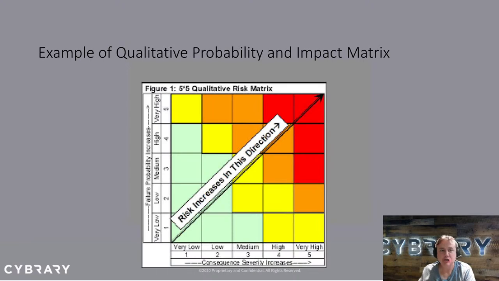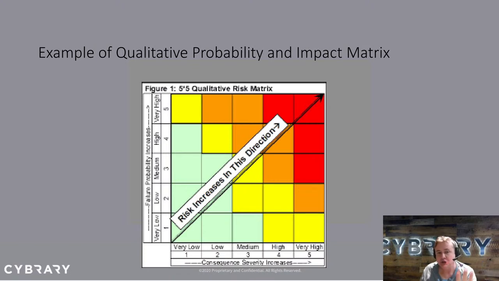I'll just mention, this is a temperature map or a heat map that is used. It's called the probability and impact matrix. It's a good tool to help me visualize different types of risks. So if I say a risk has a scale of 1 to 5, it has a 4 for probability and a 3 for impact, well, I can just visually say, that's in this orange category.